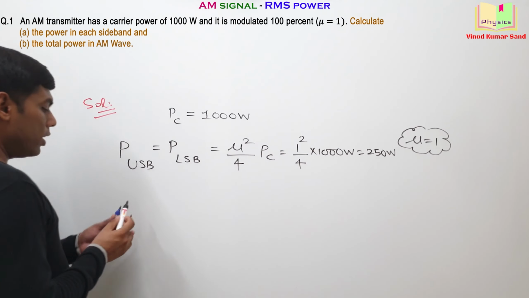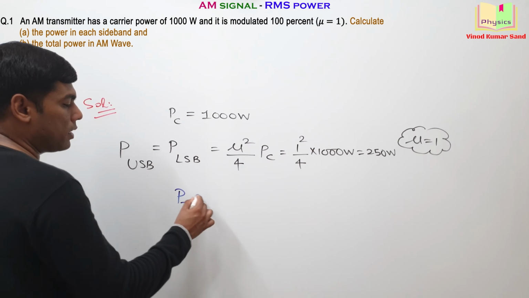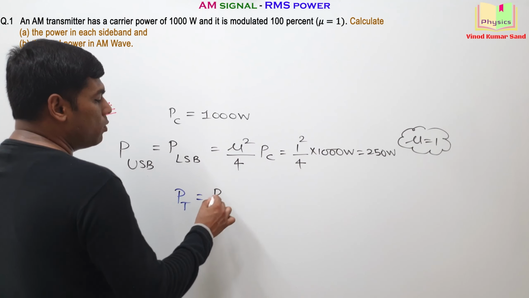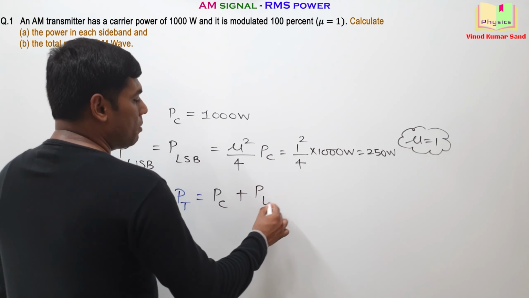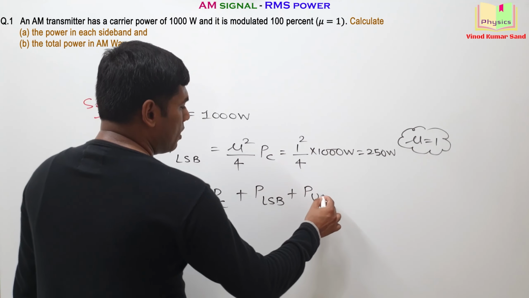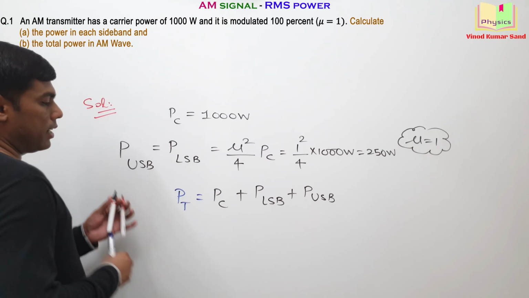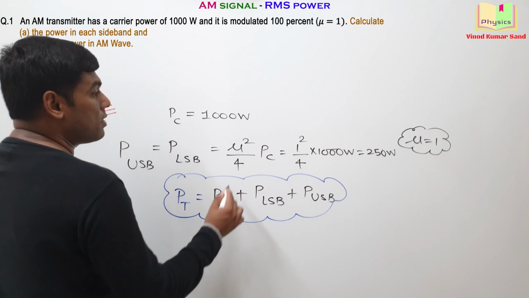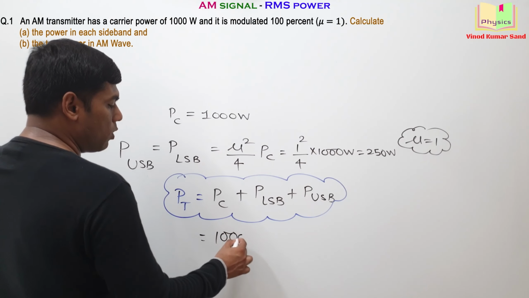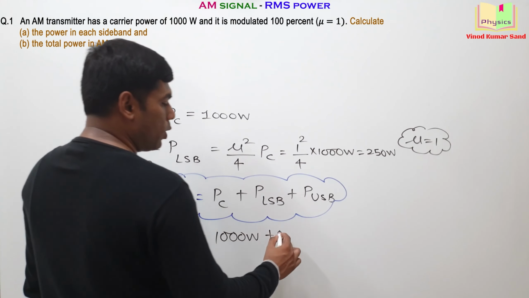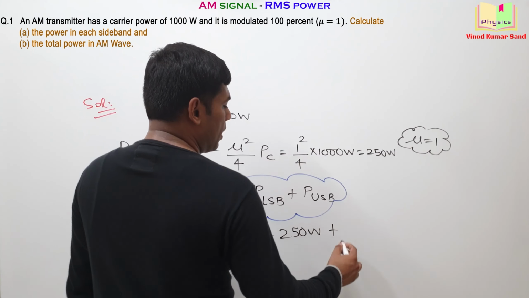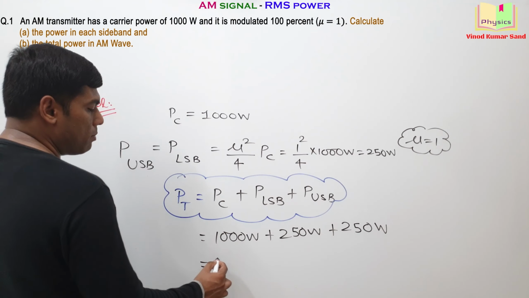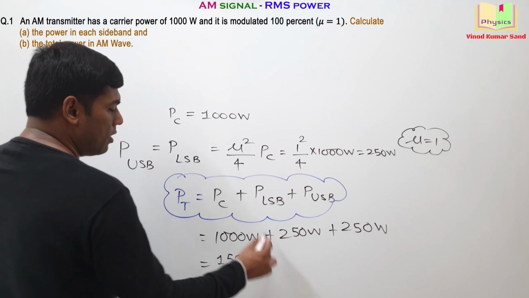Then if you need the total power PT, these all are the RMS powers. Okay, PT will be equal to PC plus P LSB plus P USB. So putting up the data in this formula, answer is pretty simple. PC is given as 1000 watt, P LSB was 250 watt, and P USB was also 250 watt. So the total answer comes out to be 1500 watt.